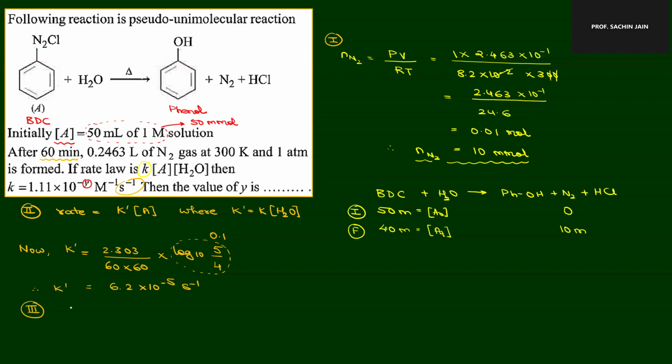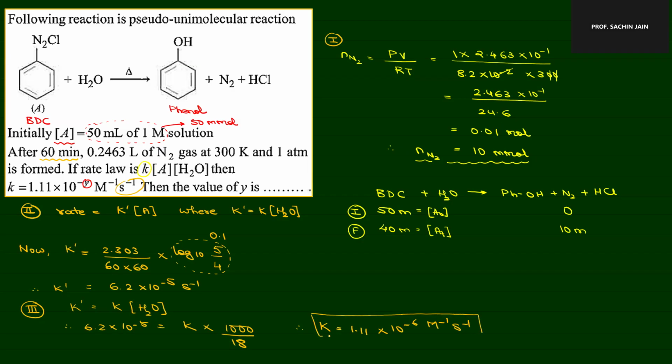Finally, third step में the k dash is equal to k times water, which is 6.2 into 10 raised to minus 5 equal to k times, and this will be 1000 by 18. Finally, the k comes out to be 1.11 times 10 raised to minus 6 molar inverse second inverse. आपको जो पूछा था वो 10 का पावर पूछा था, and the answer will be y is equal to 6. Okay, so it was a good question.